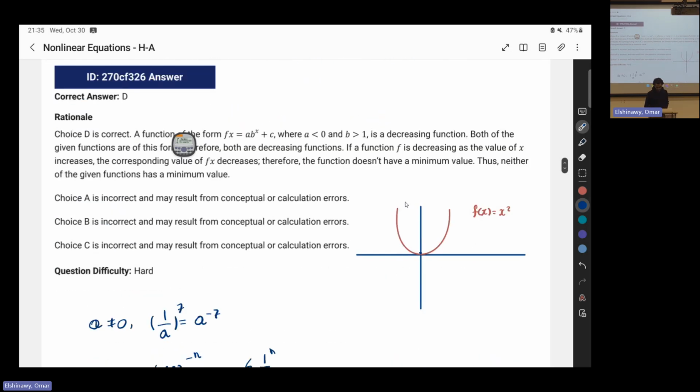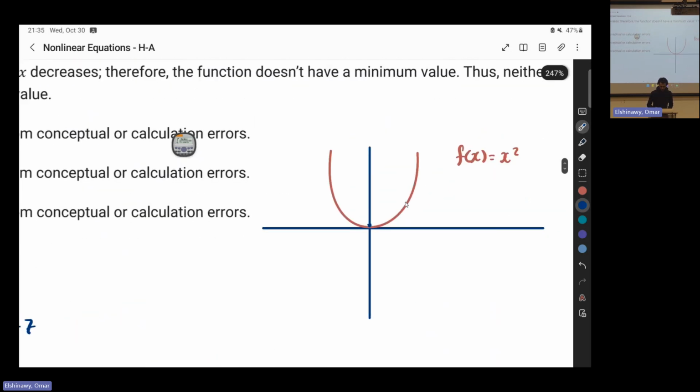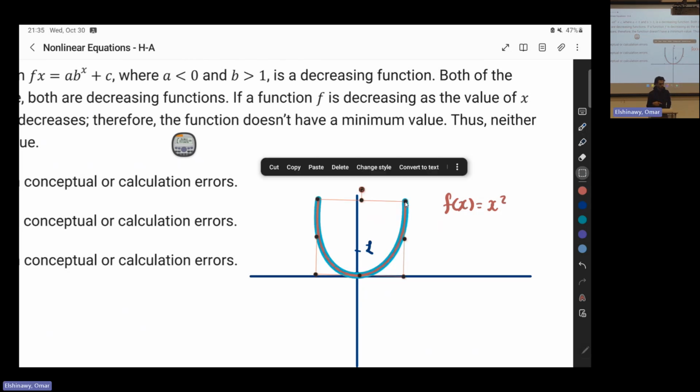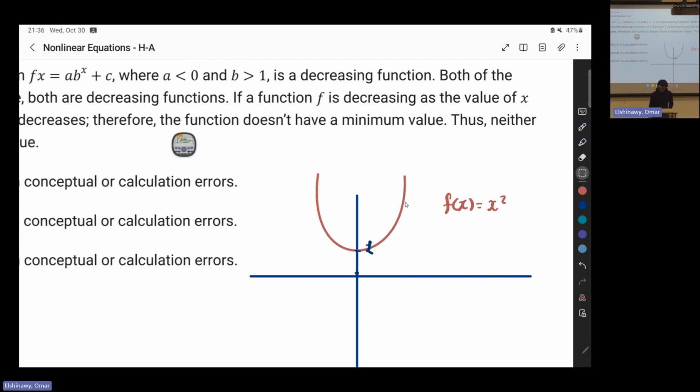Let me give you a non-example of this. So this has a minimum at 0, right? But if I just add 1, just like we were talking about linear functions, it's the same thing. I raise it one step up. This is x squared plus 1, and it has a minimum of 1. You see? So the only way that you can know if it has a minimum is if you graph it.